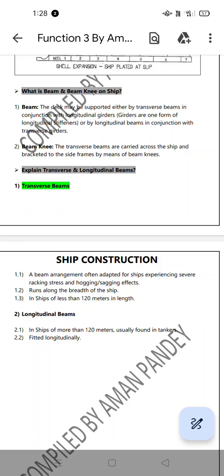The deck may be supported either by transverse beams or in conjunction with the longitudinal girders. The transverse beams are carried across the breadth of the ship and bracketed to the side frames by means of beam knees. The transverse beams are carried across the ship and connected to the side frame by a beam knee.